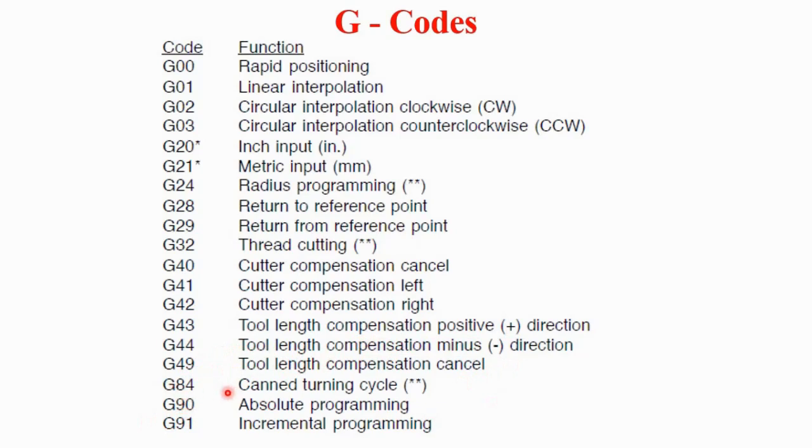Then G84 is used for the canned turning cycle. Then G90 is used for absolute programming, and G91 is used for incremental programming. Absolute dimensioning and incremental dimensioning, G90 and G91 are used. So these are a few preparatory function codes, G codes.